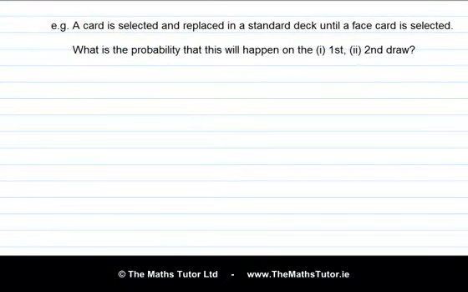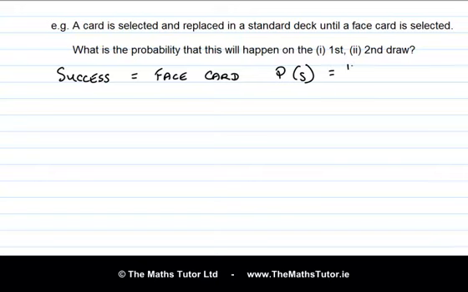A card is selected and replaced in a standard deck until a face card is selected. What is the probability that this will happen on the first or second draw? So first of all, success is to draw a face card. And the probability of success, well, there are 12 face cards in a deck of 52.